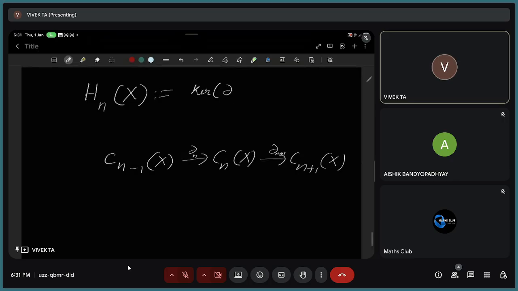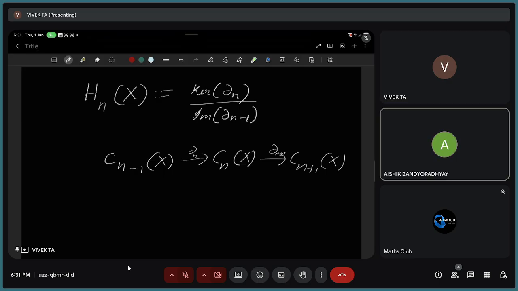Hn is defined to be the kernel of del n quotiented with the image of del n minus 1. Do you understand? I'm not sure about this definition.